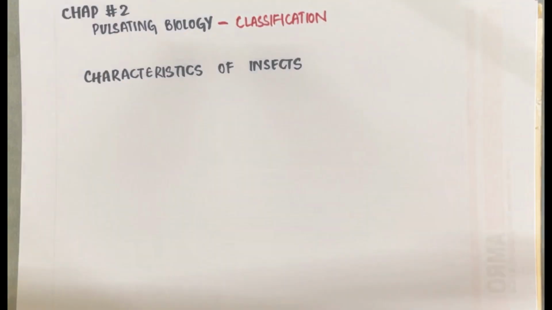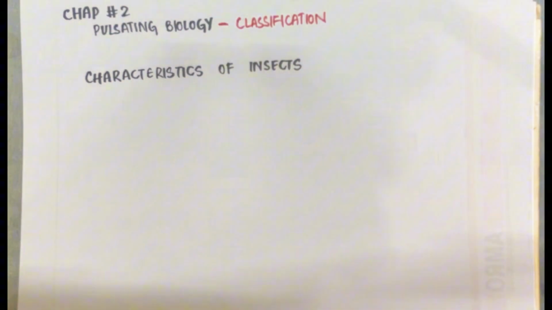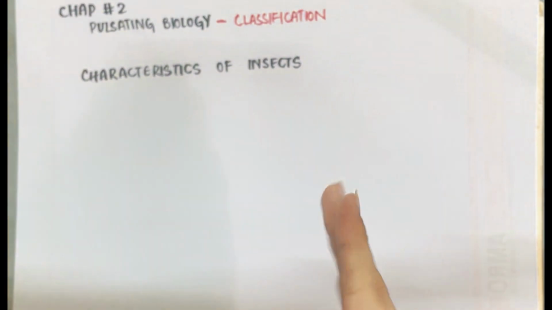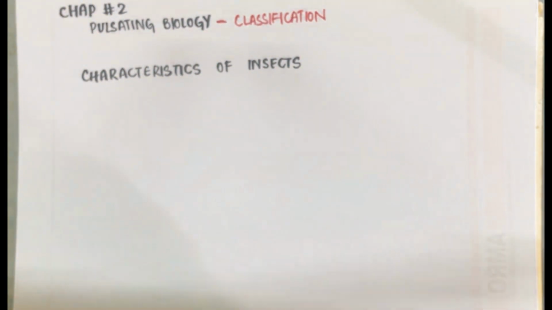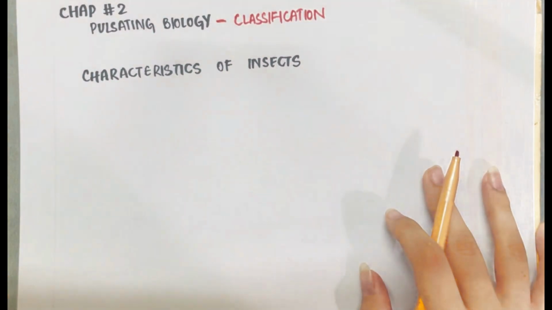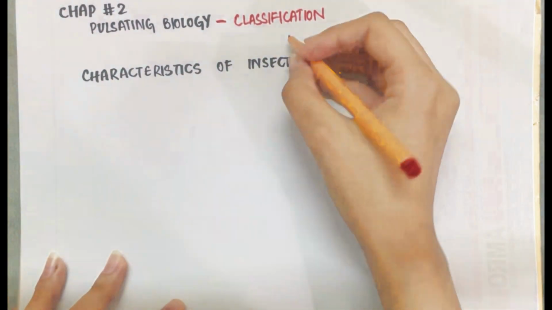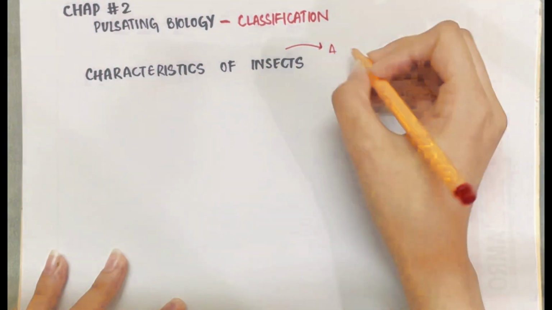Pulsating Biology, and the topic we were covering was the classification. In the last video, we discussed the characteristics of the arthropoda and how it is linked with the insects. In this video, we will be learning some of the characteristics of the insects and how insects are said to be relatives of the arthropoda.